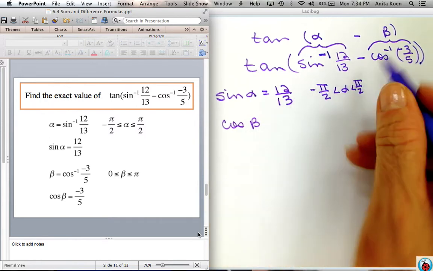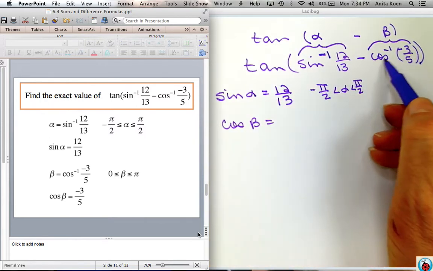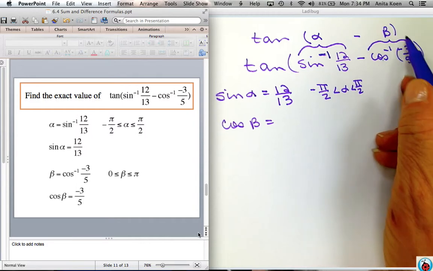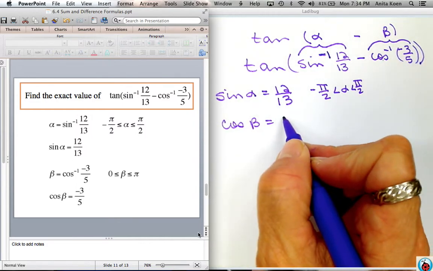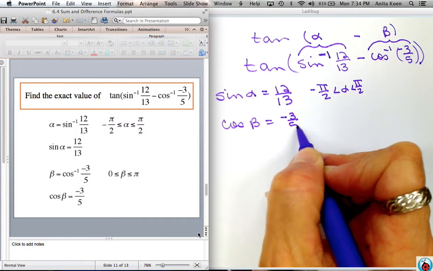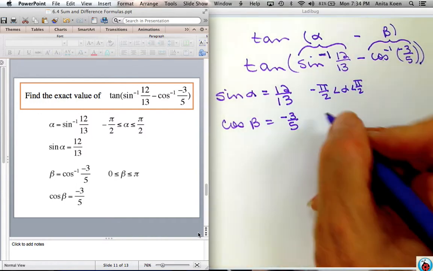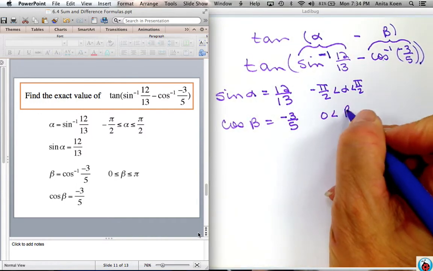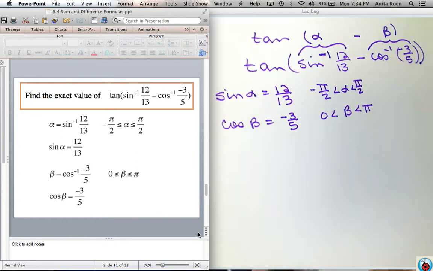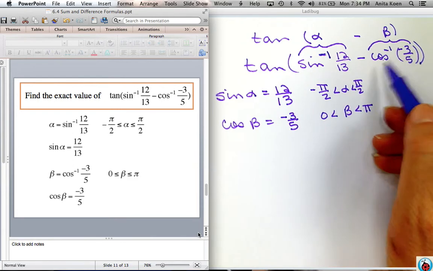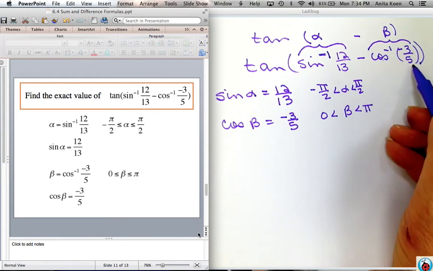Okay, the cosine of beta. We're going to do that next because we already know what it is. If this is beta, this is the angle beta whose cosine is negative 3/5. So that's going to be the cosine of beta is negative 3/5. And we know that beta has to be between 0 and pi because that's where beta would be defined since we're looking at the cosine inverse.